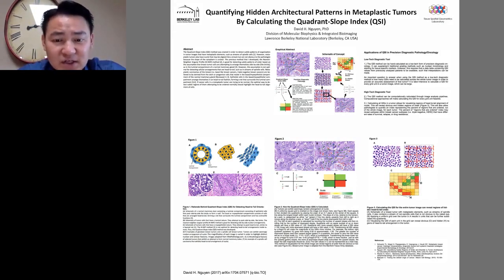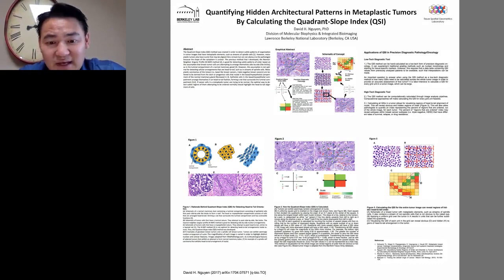That is these spindly, stretchy, elongated cells that flow together, like a stream of water, a stream of liquid. That's easily detected by the human eye, and also by the Quadrant-Slope Index method, as seen in figure 3c, the green squares labeled as O for obvious. However, a lot of people are surprised that there's another hidden order in figure 3a. That is the bottom right-hand corner.